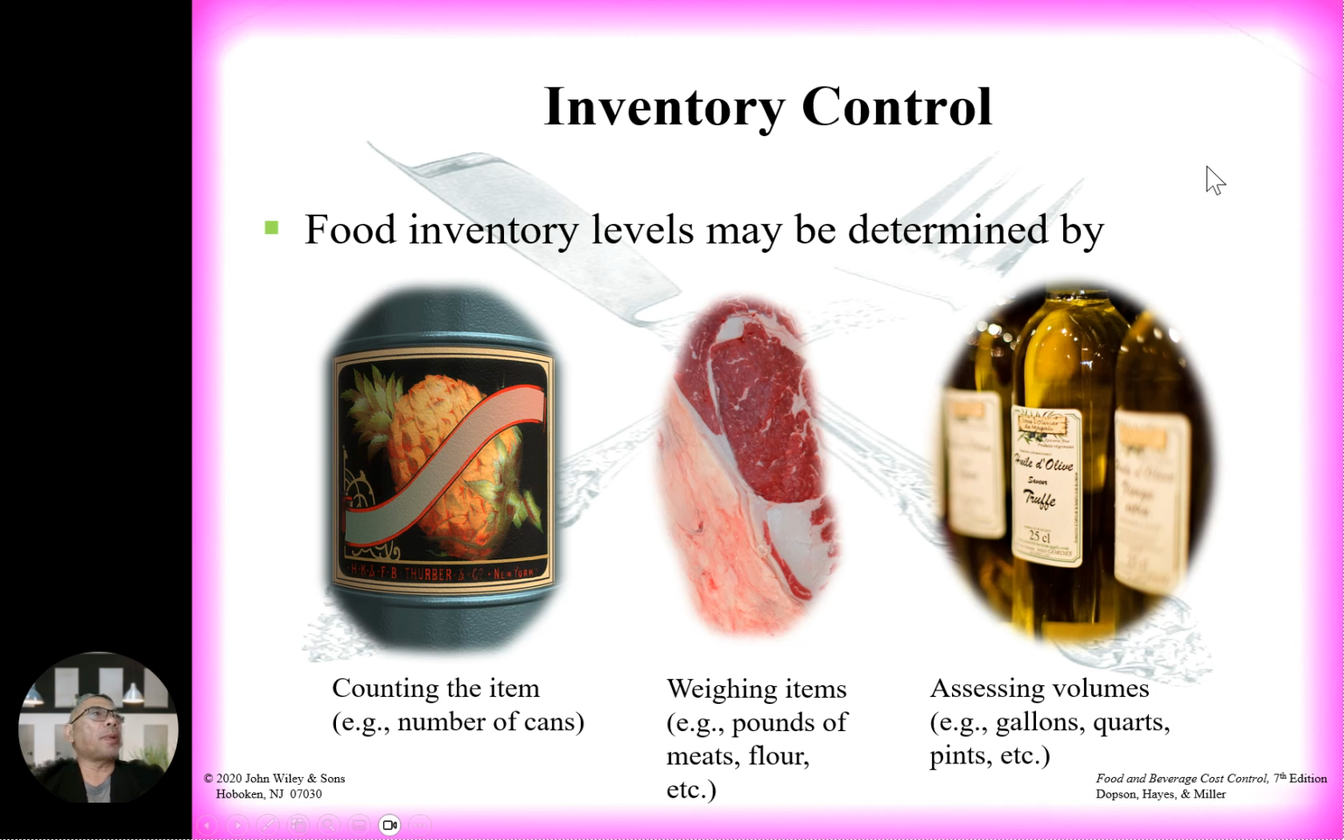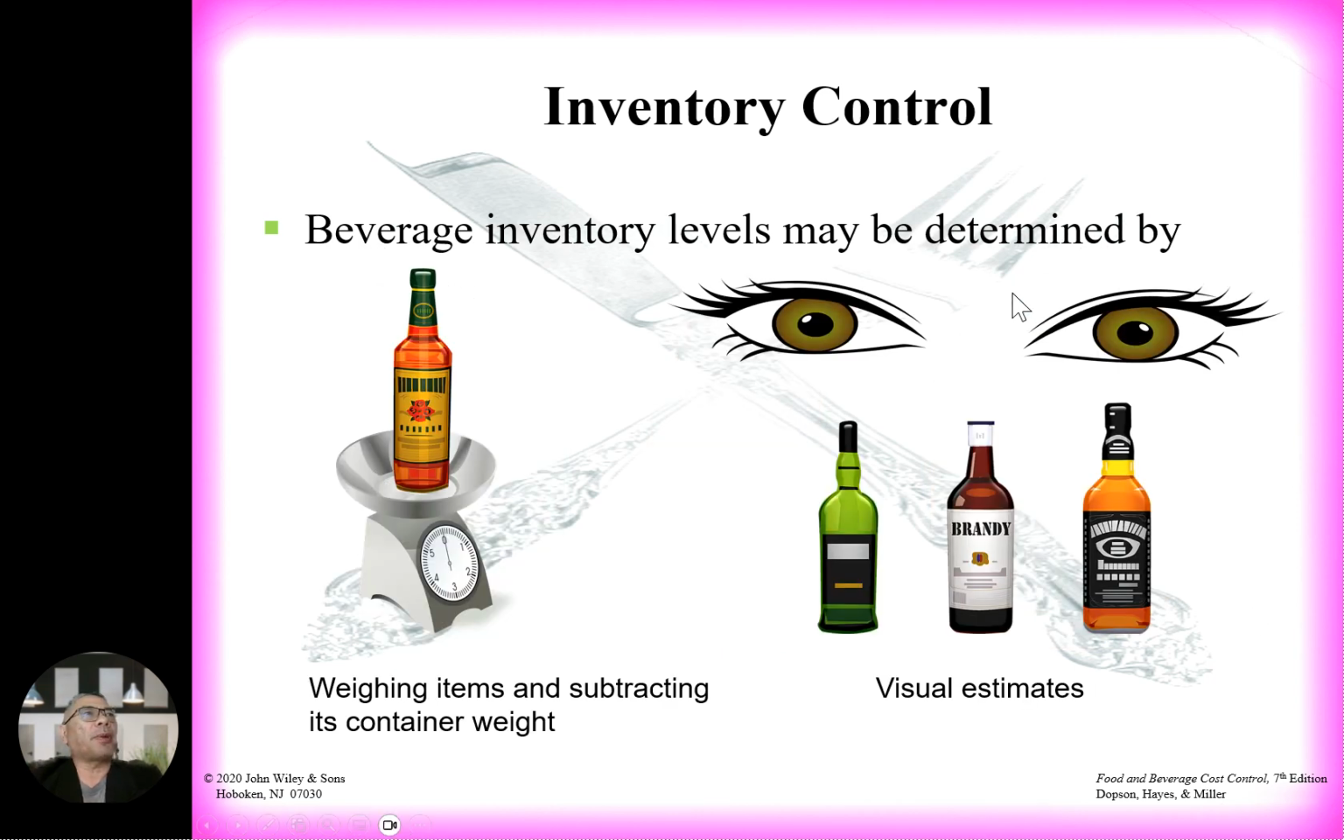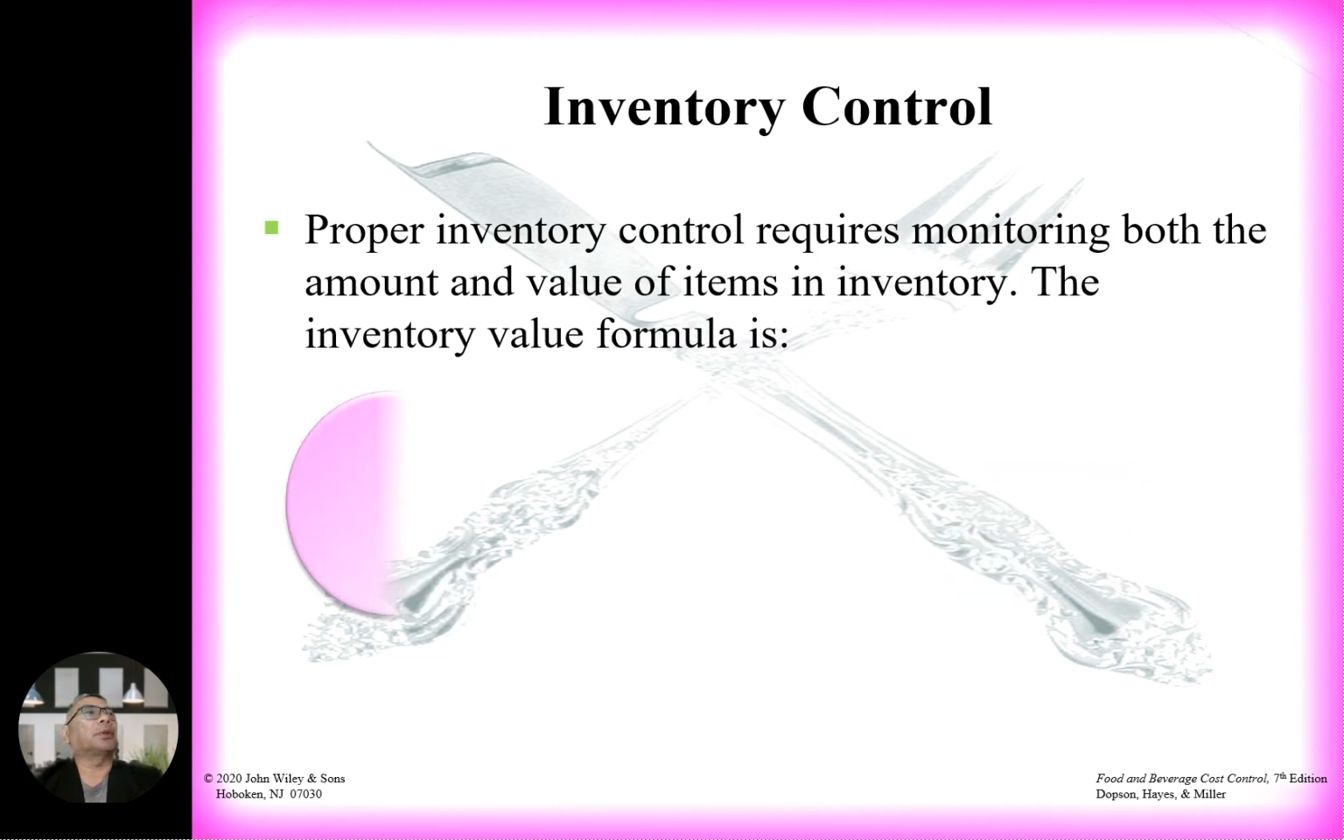The food inventory may be determined by counting the items like this, by weighing such as meat, and by assessing the volume in gallons such as this oil. So these are the different ways of determining inventory: by counting, by weighing, or by assessing the volumes. And then beverage level may be determined by weighing an item by certain container weight like this, or using visual estimates. Usually you do it by visual estimates. It's the most common one.